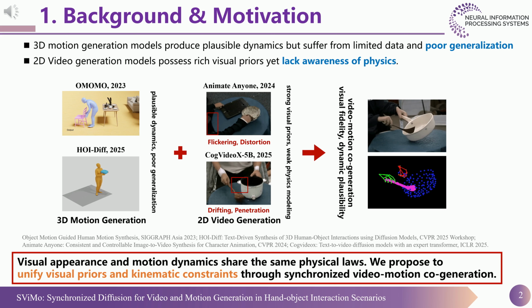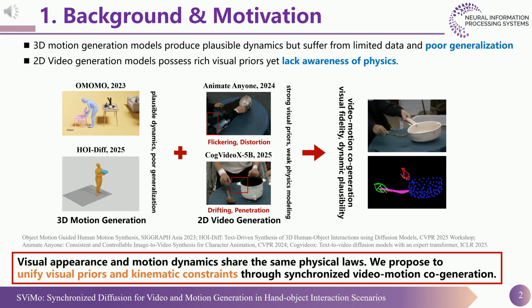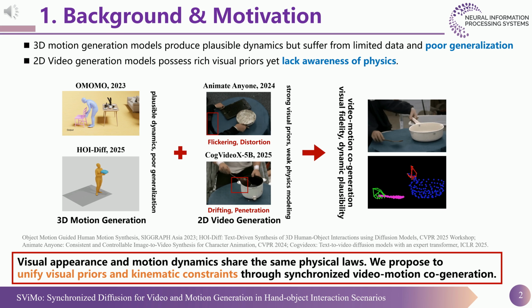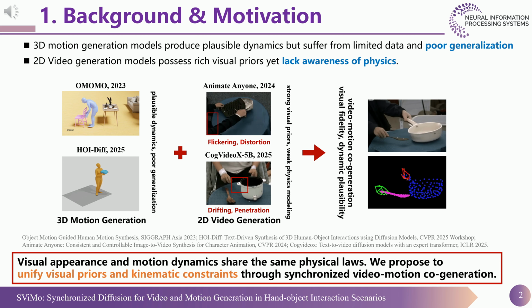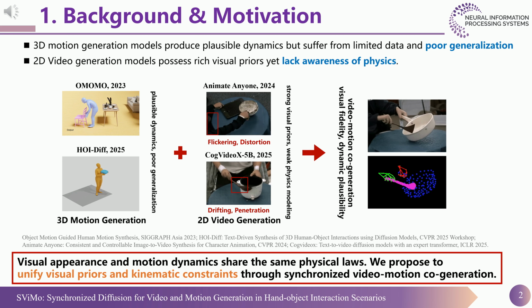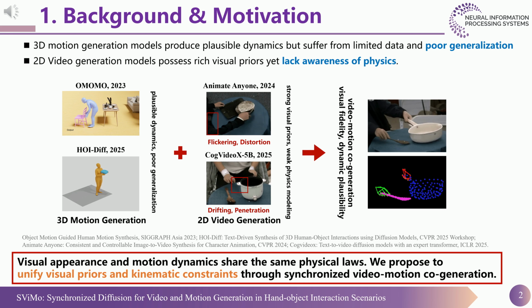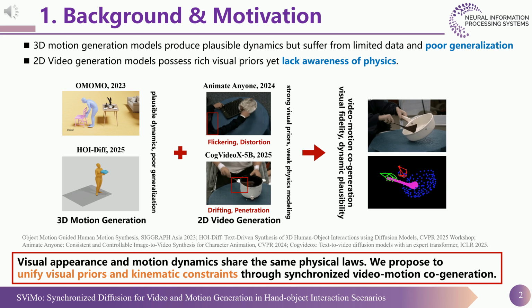Existing 3D motion generation models rely on limited 3D lab data, hindering generalization, and video models lack physical awareness. Our insight is that visual appearance and motion dynamics share the same physical laws. We propose to unify visual priors and kinematic constraints through synchronized video-motion cogeneration.